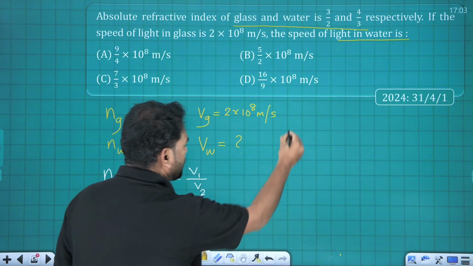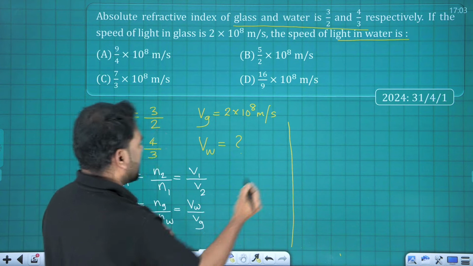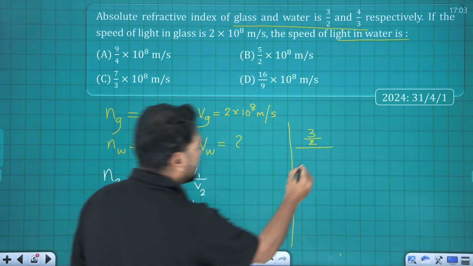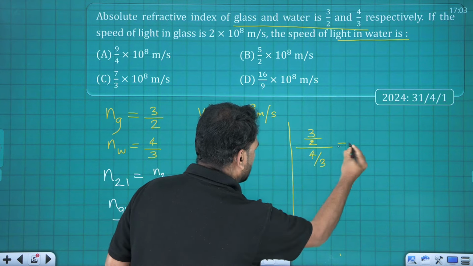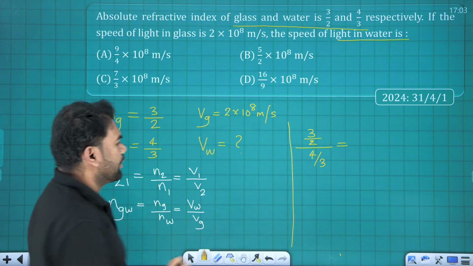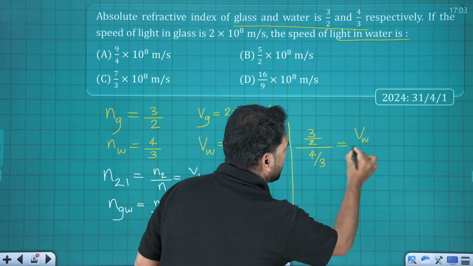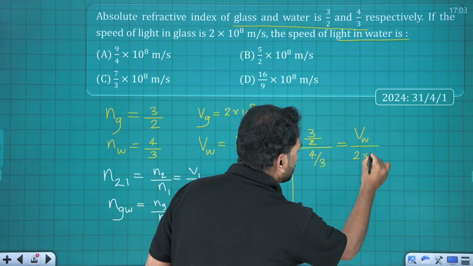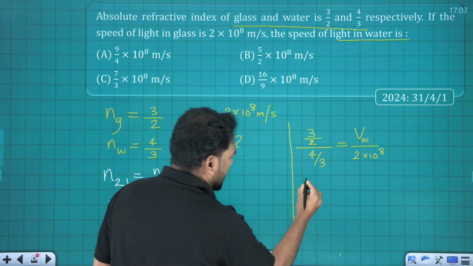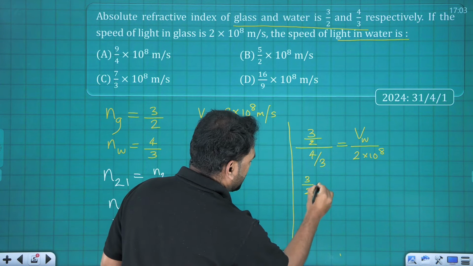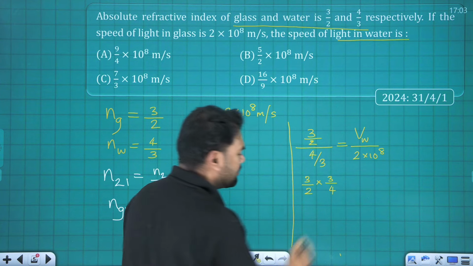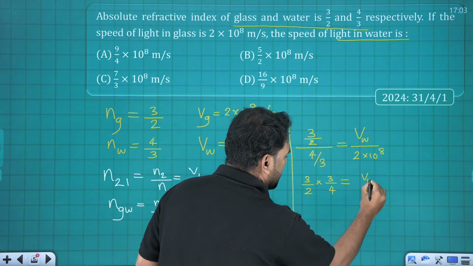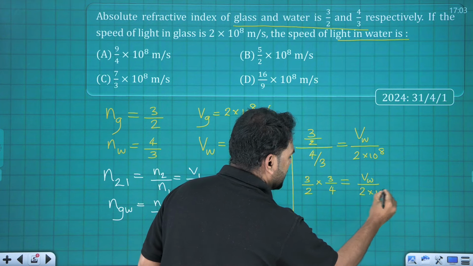So we can substitute the given values. ng is 3 by 2, so 3 by 2 divided by nw, 4 by 3, equal to the velocity of light in water that you need to find out. So keep it like that, vw divided by the speed of light in glass, already given in the question, 2 into 10 raised to 8. Now the LHS you can write like this, 3 by 2 into 3 by 4. You know that division is reciprocal multiplication. So this will be equal to vw divided by 2 into 10 raised to 8.